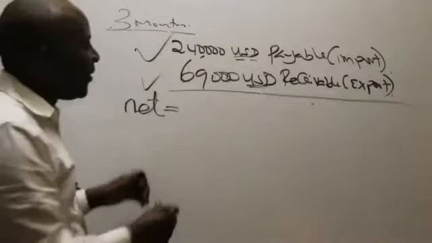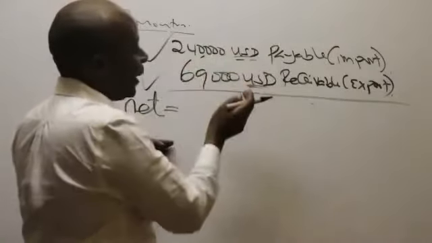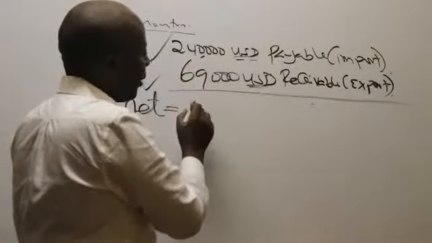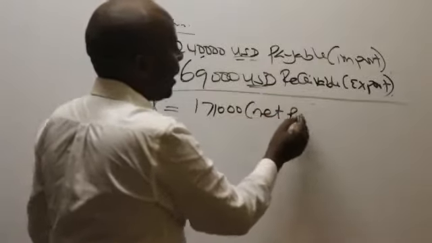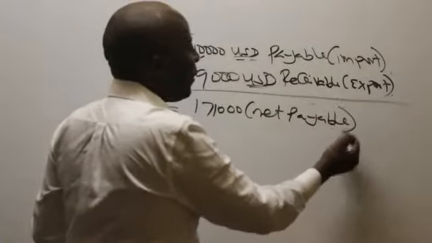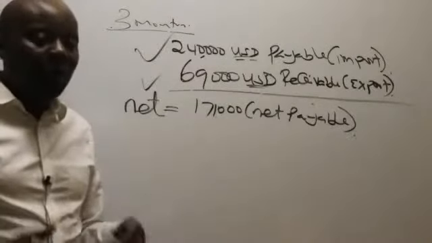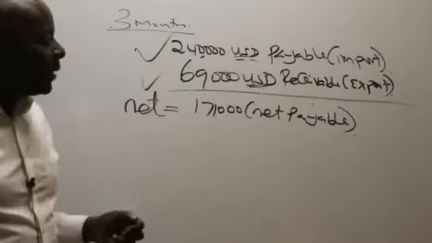So that's about 171,000, because they are opposite. The payable is minus, it's a cash outflow. So minus 240 plus 69 gives 171,000. And it's a net payable. Why am I saying it's a net payable? Because the payable is more. The payable is bigger. It's a net payable. Thank you very much.